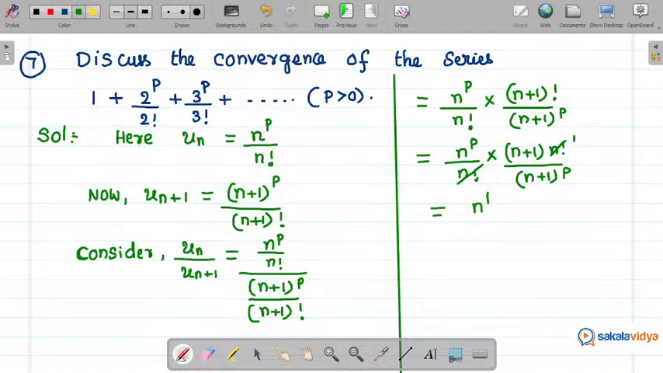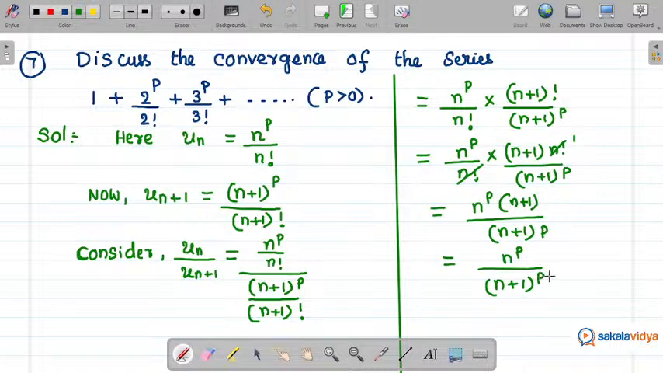That is n to the power of p into n plus 1 by n plus 1 whole to the power of p. In the numerator we have n plus 1, in the denominator n plus 1 whole to the power of p. Using a to the power of m by a to the power of n equals a to the power of m minus n, we can write n to the power of p by n plus 1 whole to the power of p minus 1. Clear, I hope.